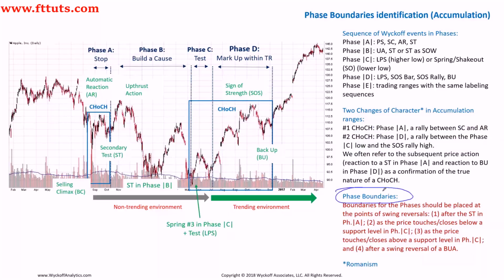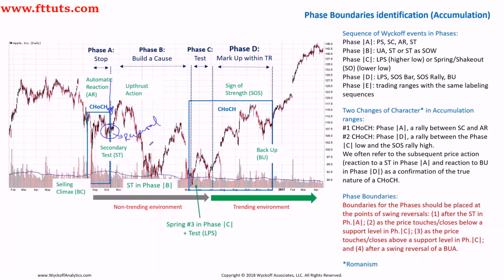Phase boundaries. So this is very important. This is something that I was looking at in all of your homeworks today. So let's go through this. How do we define the boundaries? So let's talk about the boundary between phase A and phase B. Well, what do we see? What do we have to see there? So we want to identify a secondary test as the conclusion of phase A. And then it's around this area, this is where we would be looking for the reversal. Once we identify this reversal, this is where we're going to put the boundary between phase A and phase B.